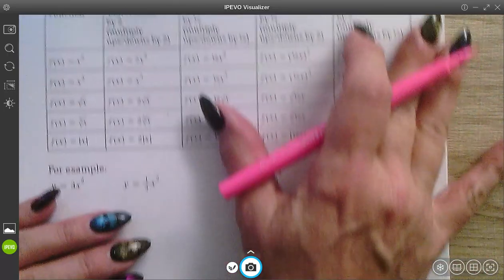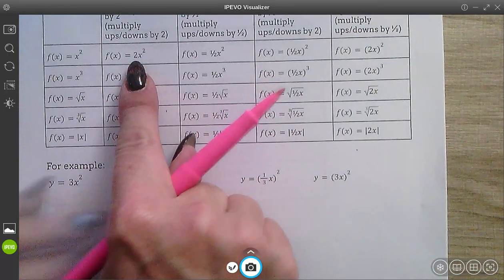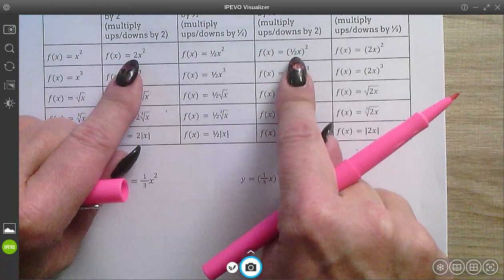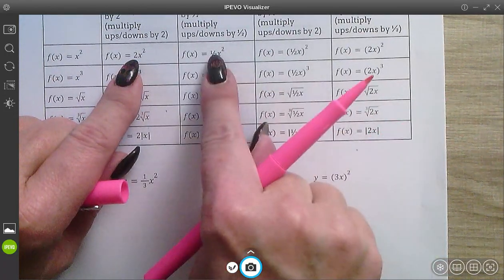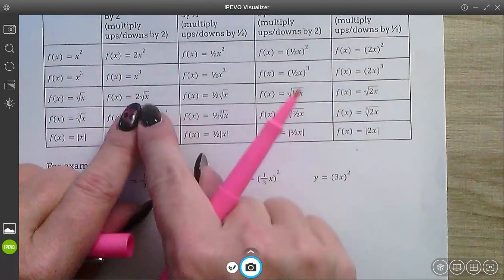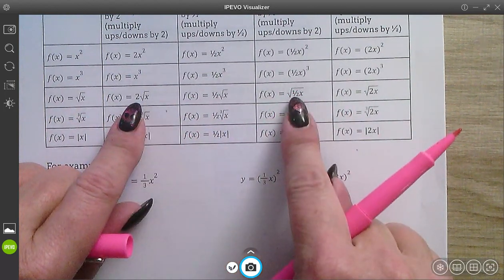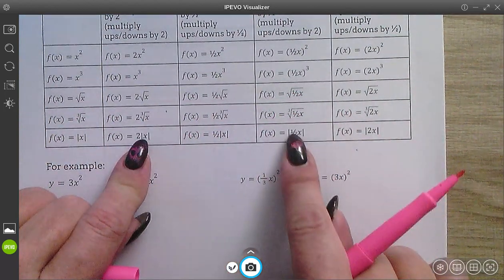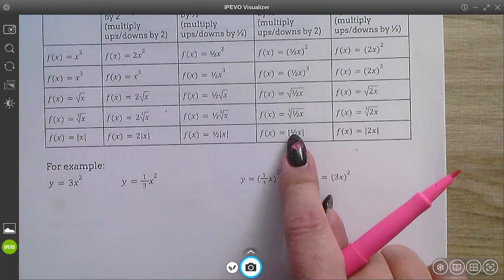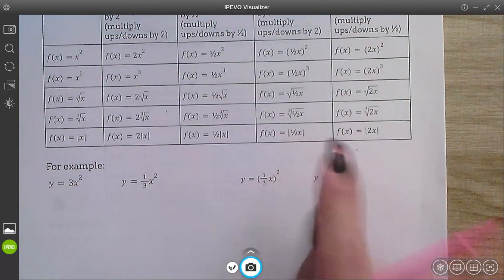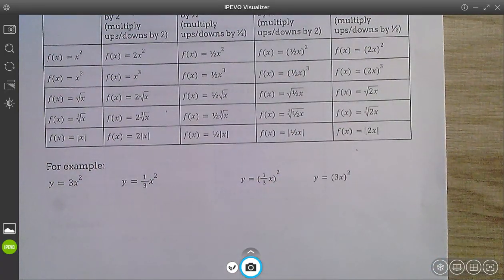So here's what that looks like. This is outside the function. This is inside the function. This is outside, inside. Outside the square root, inside the square root. Outside absolute value, inside absolute value. So you're going to look to see whether your multiplication is inside or outside to be able to know if it's a vertical or horizontal stretch or compression.